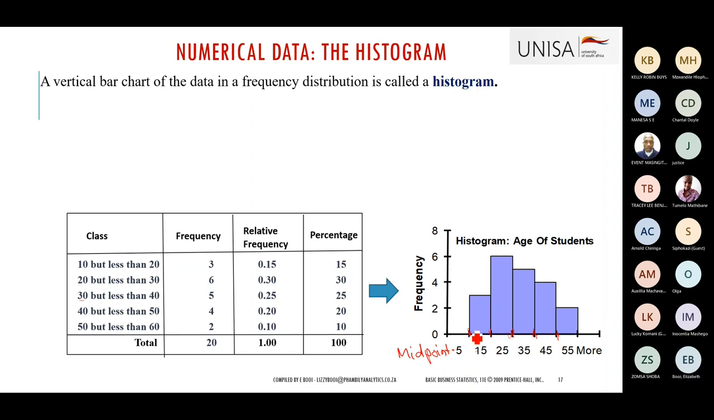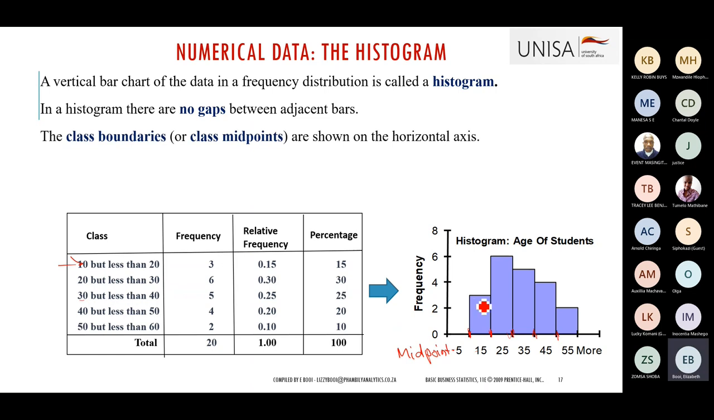Where the bar starts and where the bar ends are our class boundaries. The height of our histogram will be the frequencies. You can see between 10 and 20 is 3, so that should be 3, in between 4 and 5. Between 20 and 30, between that value and that value there, we said there were 6. As you can see, there it's 6.